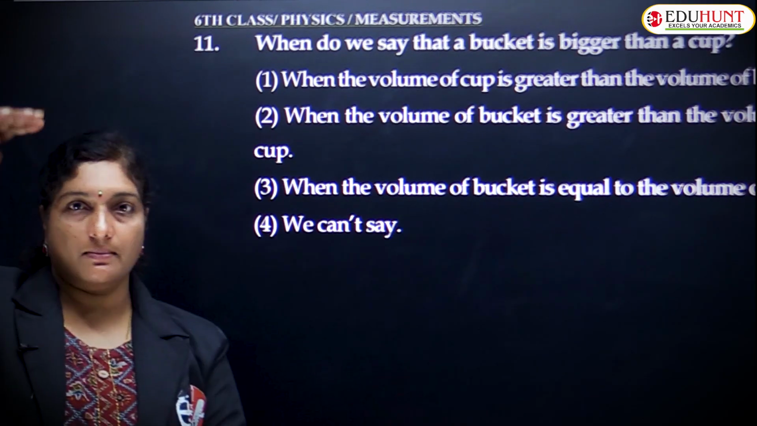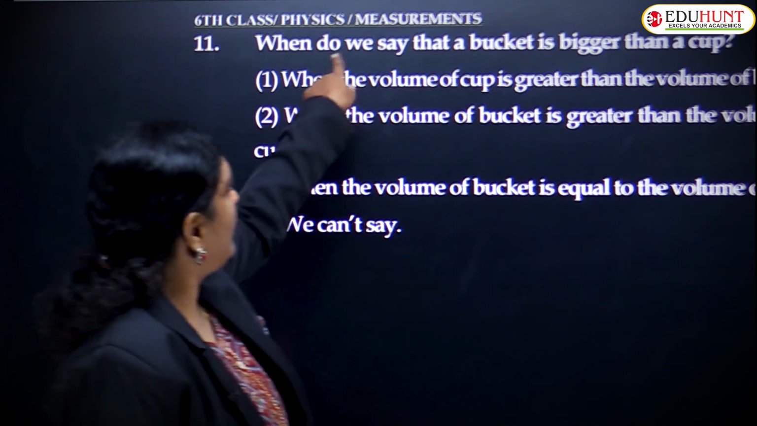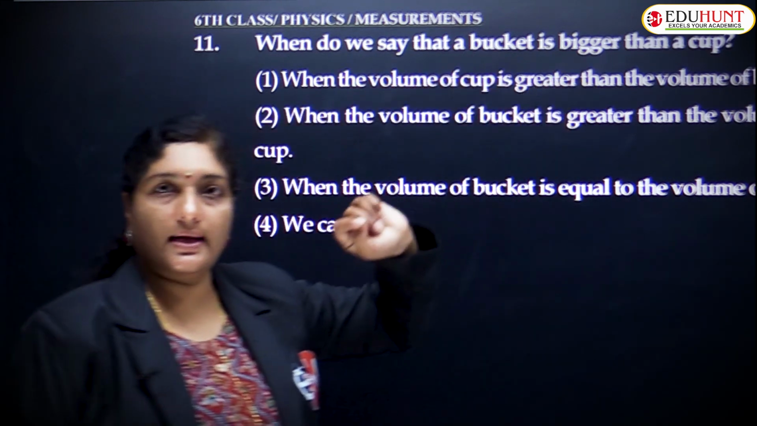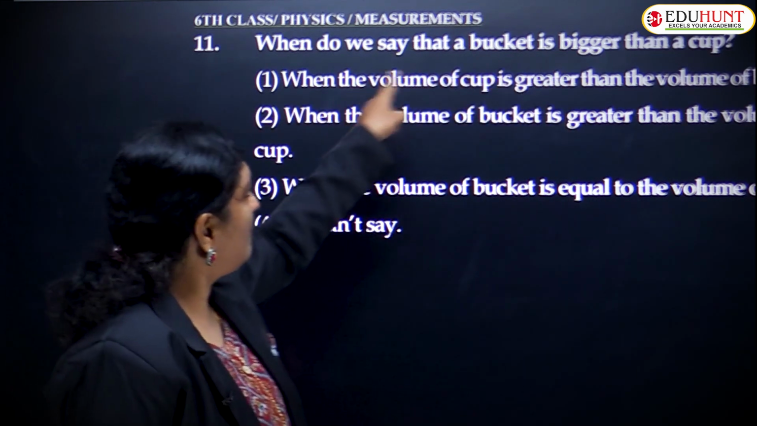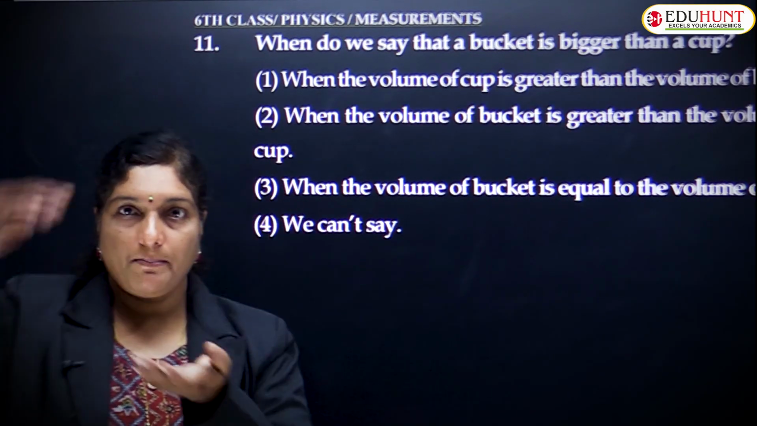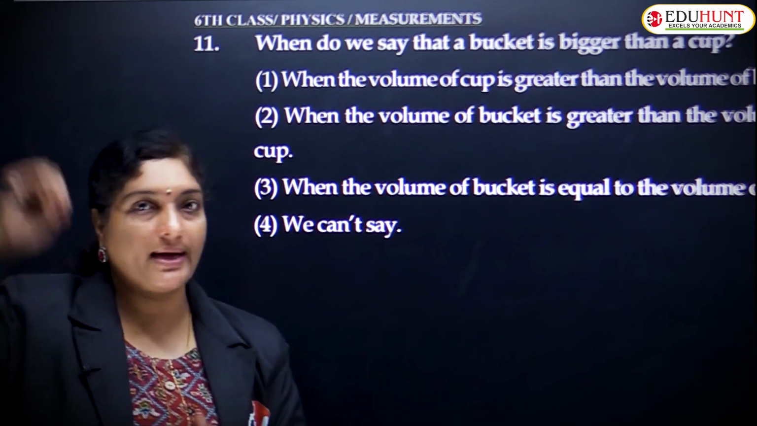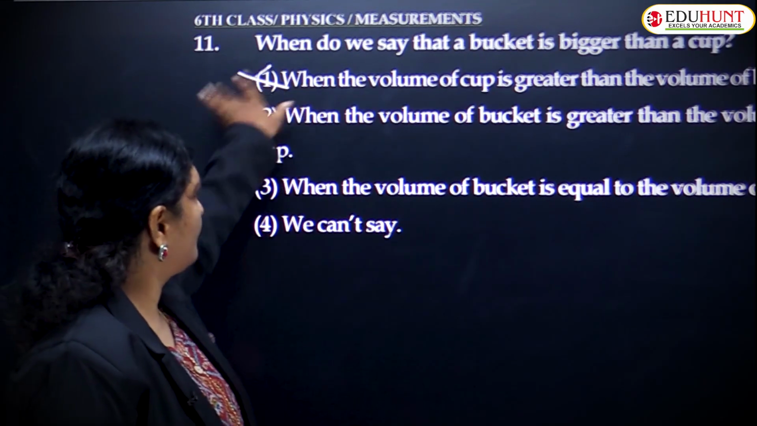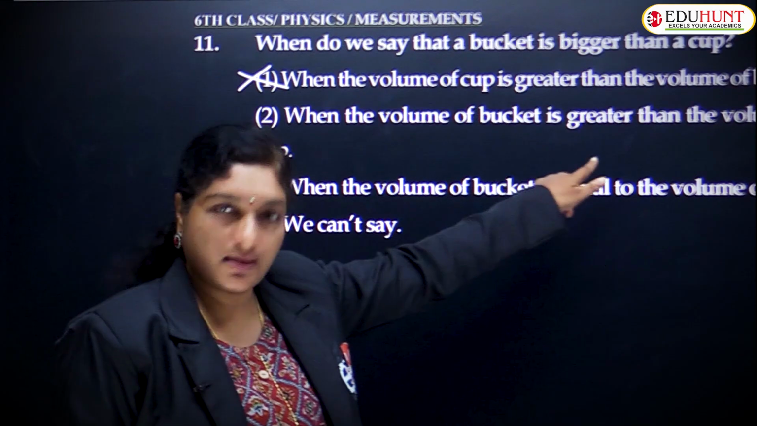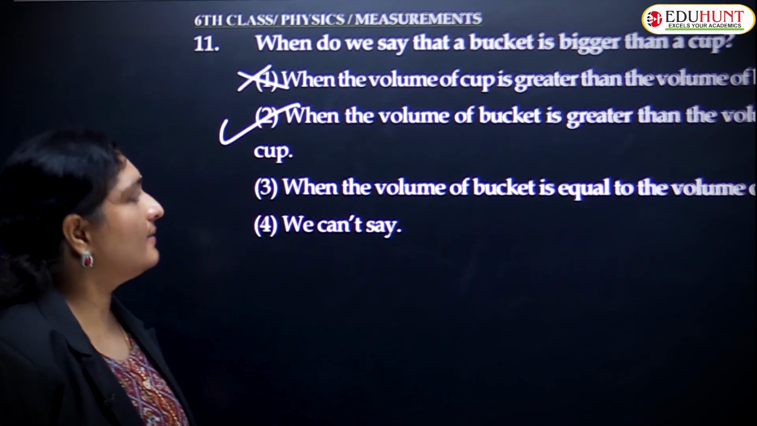So which one is bigger? Bucket is bigger, cup is smaller. When do we say that a bucket is bigger than a cup? The volume of a cup is greater than the volume of a bucket? The volume of a cup means this much, a bucket means this much. Which one is bigger? Bucket is bigger, so the volume of the bucket is large. So no. When the volume of a bucket is greater than the volume of a cup? Yes. Because its volume is more than that, it is true.